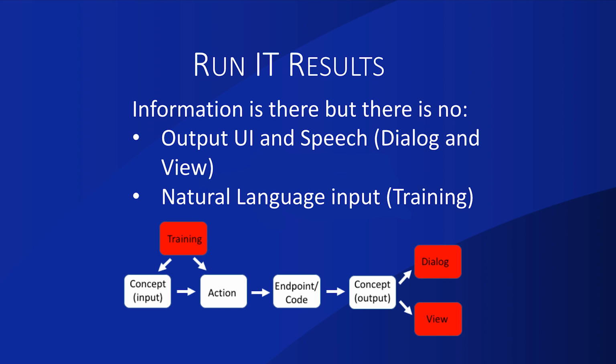So what do we need to do? One, we need to create an output UI and speech. So the output speech is what in Bixby we call a dialogue, and that's both what Bixby speaks aloud, but also what Bixby shows at the top of the screen as the header there. And then the view is the UI, and that's that state outline graphic there. And then we have natural language input, which we call training, which allows us to speak to Bixby in natural language. So let's dive into those a bit.